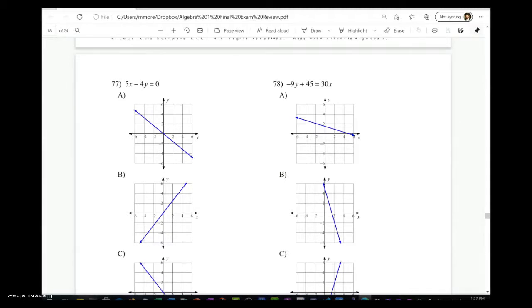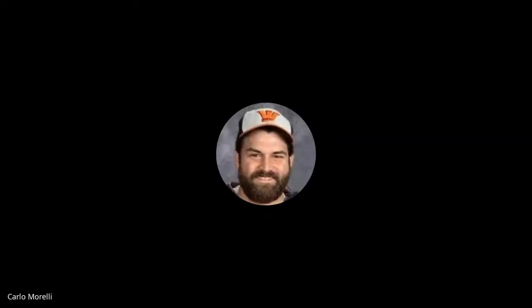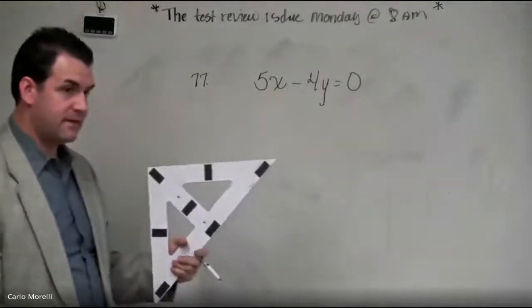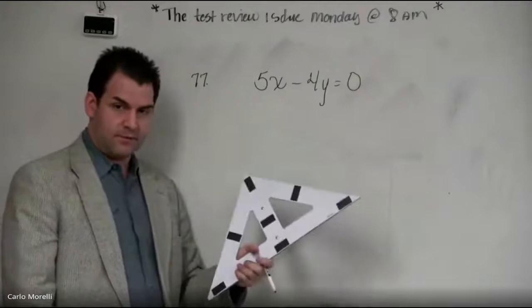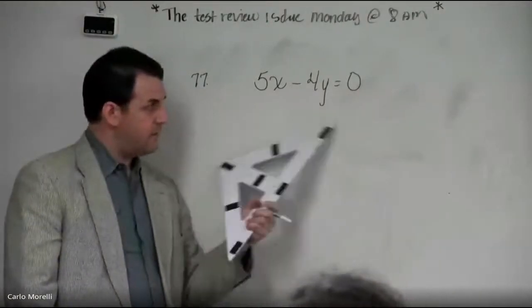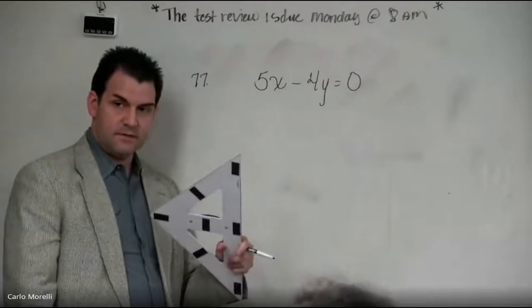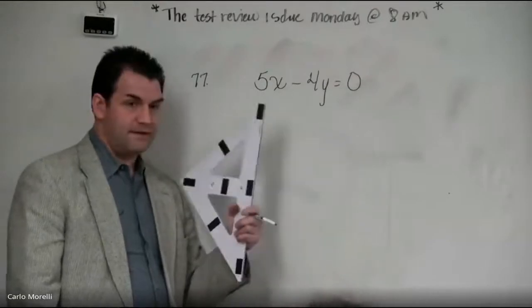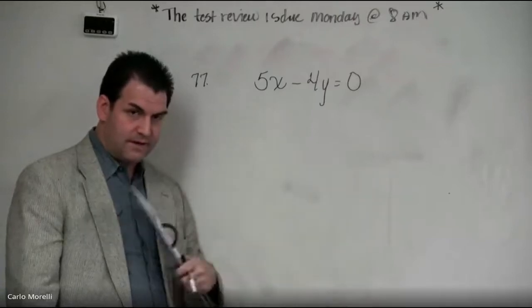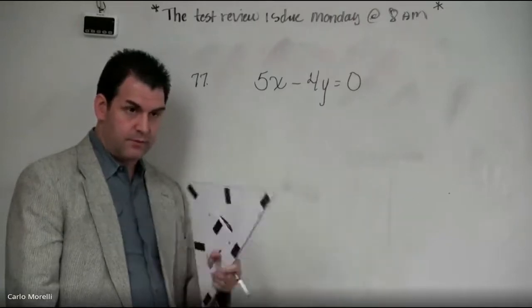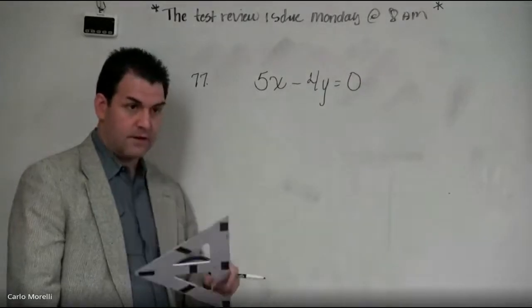77, 5x minus 4y equals 0. Now I want to give you guys a chance to tell me, there's 2 ways to go about this. We can either plug in zeros for x and y and find those intercepts, or we can solve for y and attempt to use the slope-intercept form of the graph to visually identify the picture. What would you prefer? Would you say the second one?